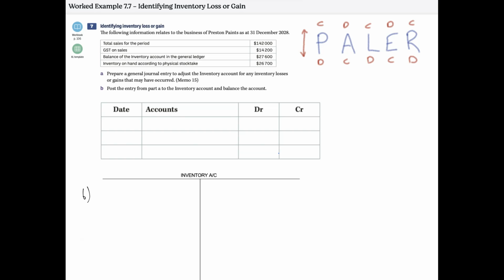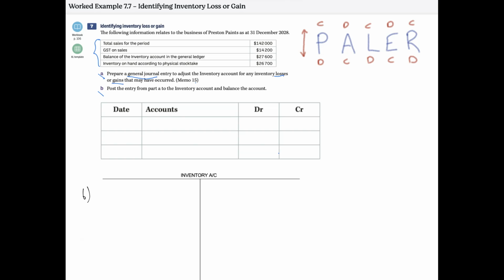Here we have a little bit of data, which we're going to go through in a second, which tells us sales for the period, GST on the sales, and then the balance and the outcome from the stock take. This question has two parts, as I mentioned. Part A is going to ask us to prepare the general journal entry to adjust the inventory account for either a loss or a gain. So it implies we're going to have to calculate it.